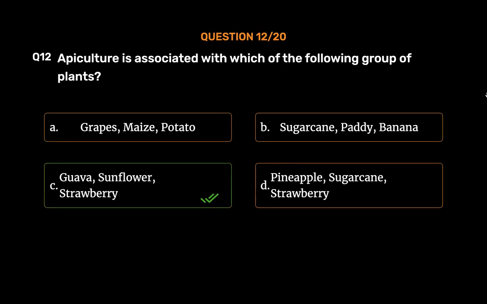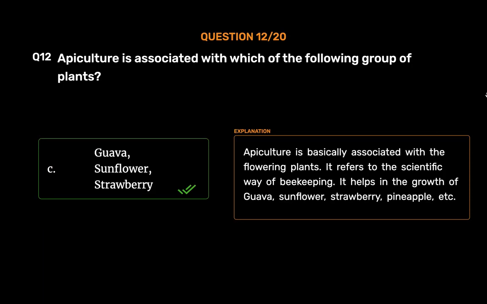Guava, sunflower, strawberry. Apiculture is basically associated with the flowering plants. It refers to the scientific way of beekeeping. It helps in the growth of guava, sunflower, strawberry, pineapple, etc.